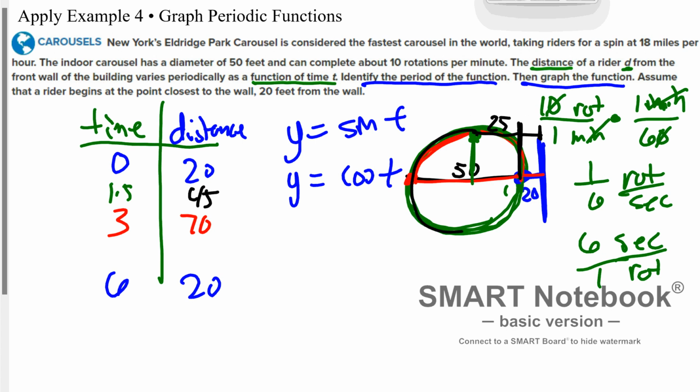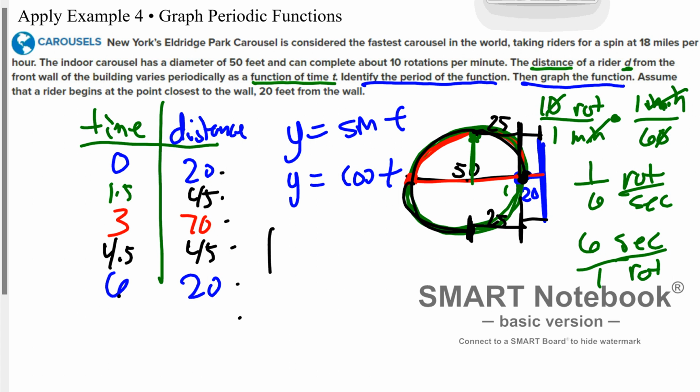What if we went 3/4 of the way around? That would be another 1.5 seconds added, so 4.5. Again, I am this distance, which is half of 50, because it's the radius, so 25 plus another 20 is back to 45. We have this rotation, and we land back at 6 seconds, and then go another 1.5 seconds. Again we're at 45. So it's a repeating pattern of 20, 45, 70, 45, 20, 45, 70, and it keeps repeating.